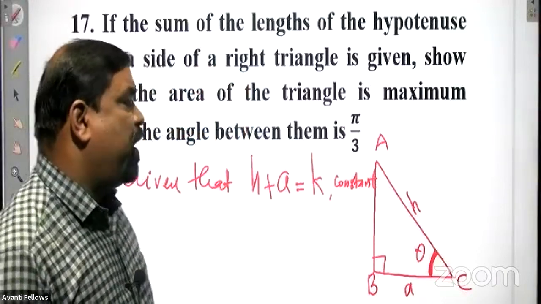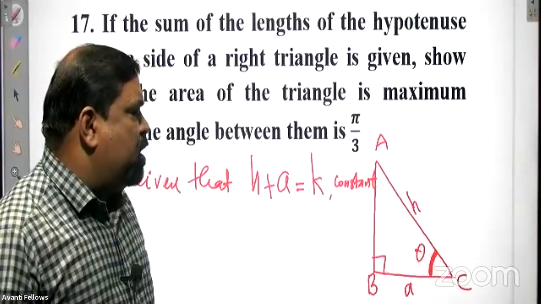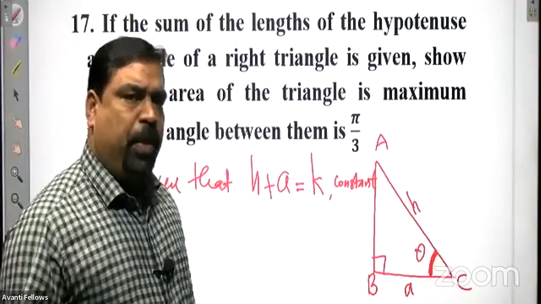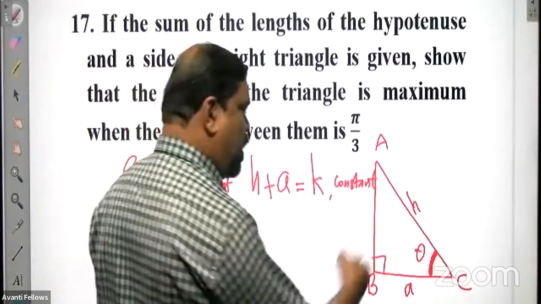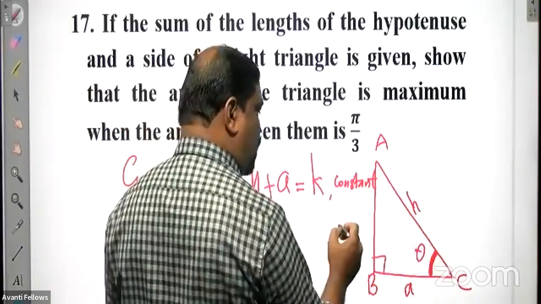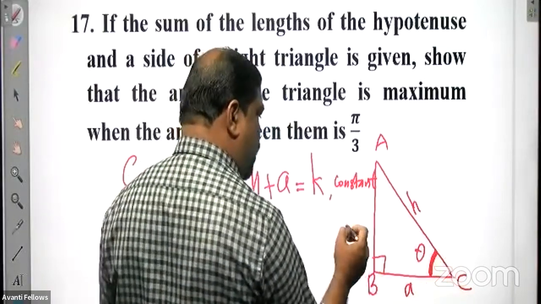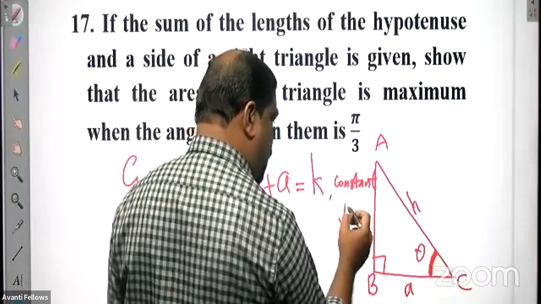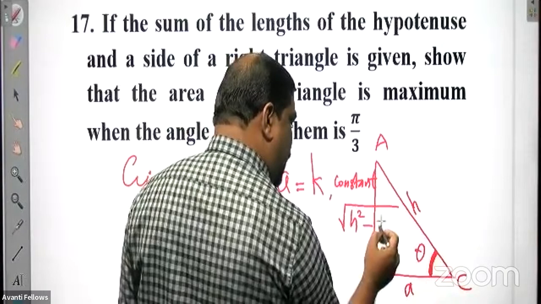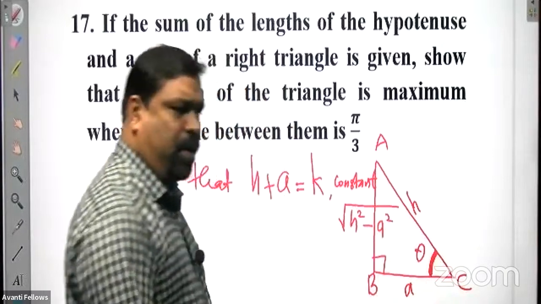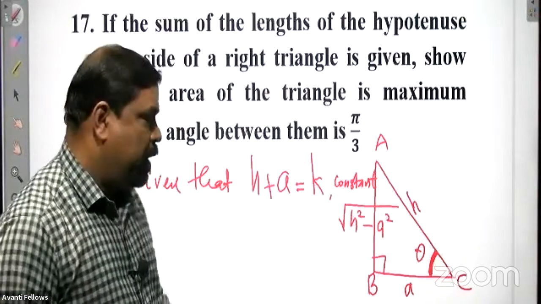Now we have to find the area. We have to maximize the area. The area formula is half into base into height, so we need the third side. Hypotenuse is H and one side is A, so the third side will be, by Pythagoras theorem, the root of H square minus A square.